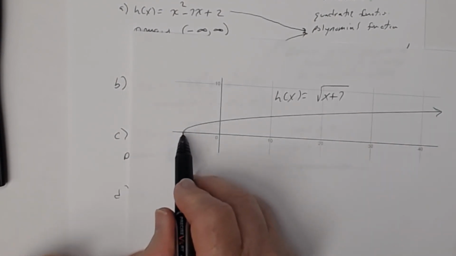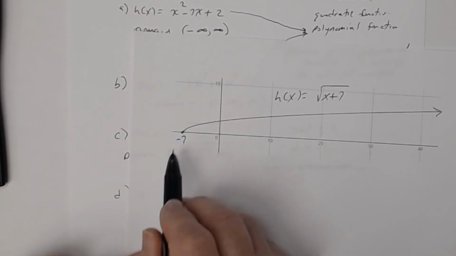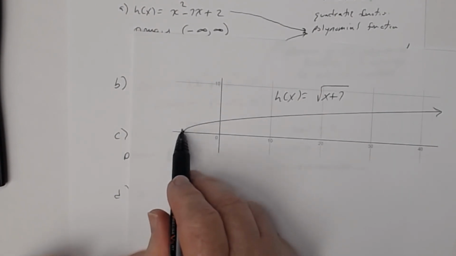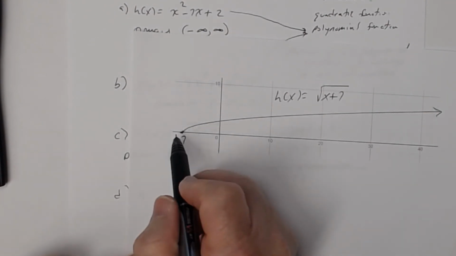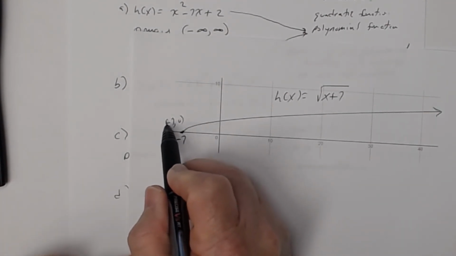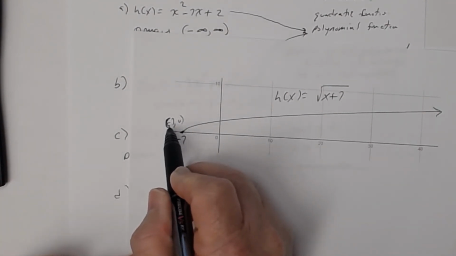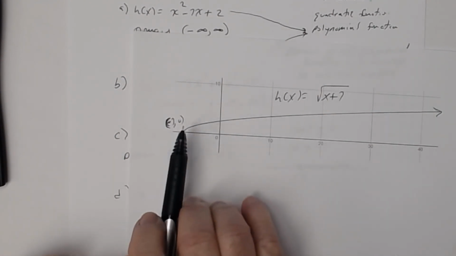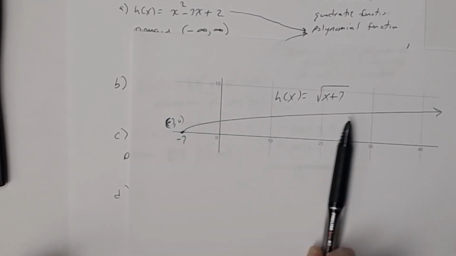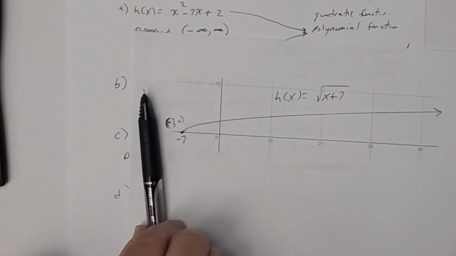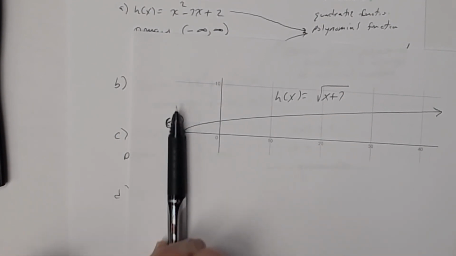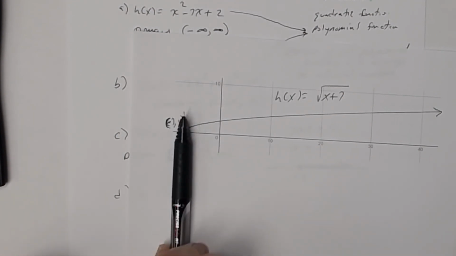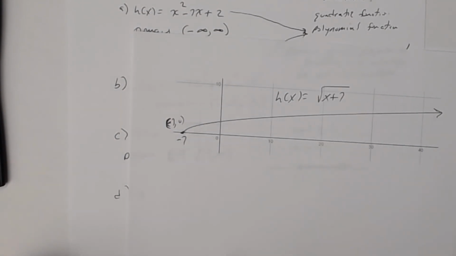And this little point here, the point where it starts, that x coordinate right here is negative 7. That's what that is. So the coordinates of this point are negative 7, 0. So the domain then, remember when looking at the graph and you find the domain, you always go from left to right. So the domain, the graph starts when x is equal to negative 7 all the way to infinity.